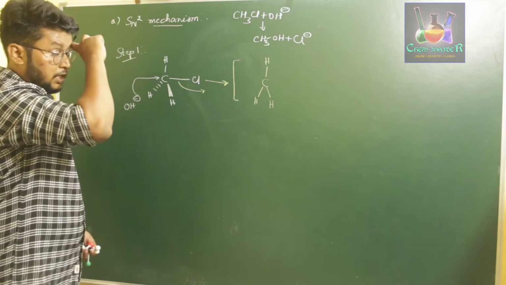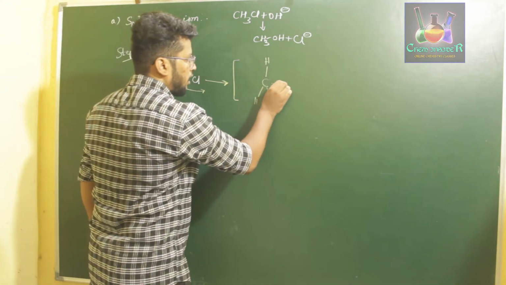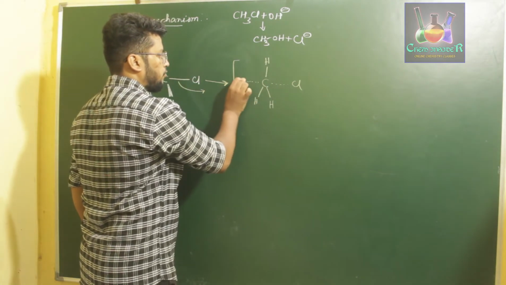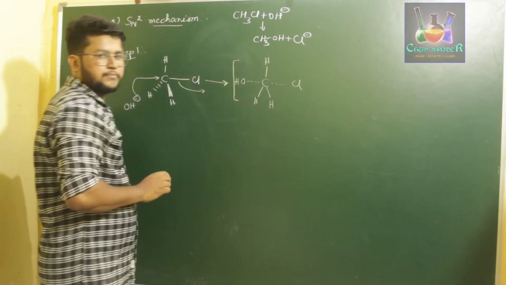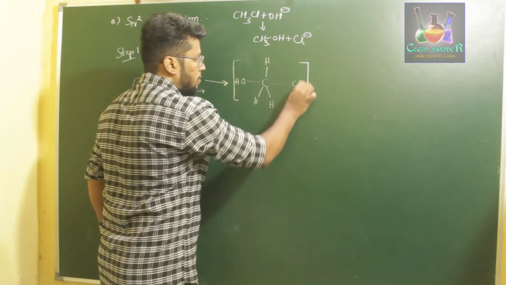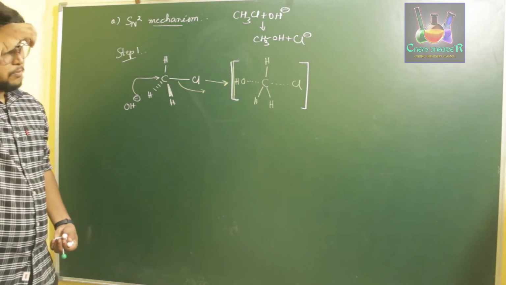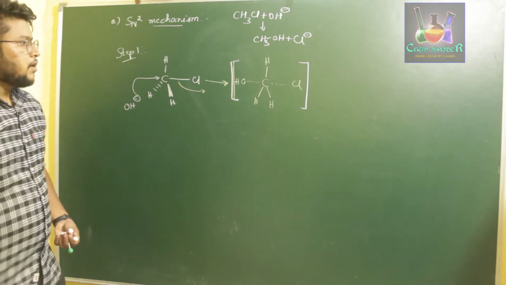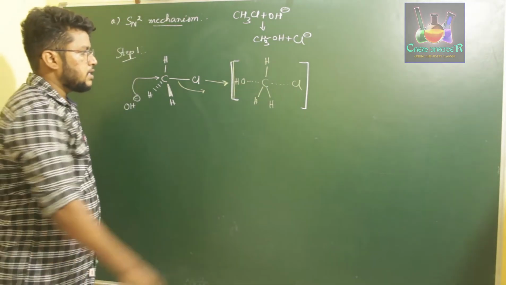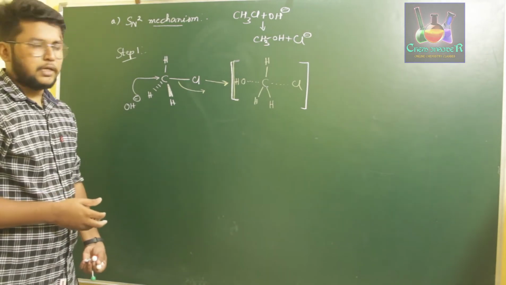At this particular condition, it forms an intermediate where we have a dotted bond with chlorine, which is a breaking bond, and a newly forming bond with OH minus. In this condition, carbon is now bonded with 5 atoms, with 3 hydrogens in a single plane. Since this carbon with 5 bonds is unstable, it is very difficult to isolate.